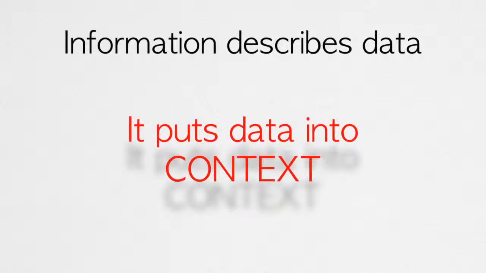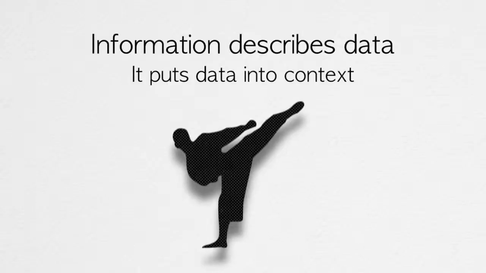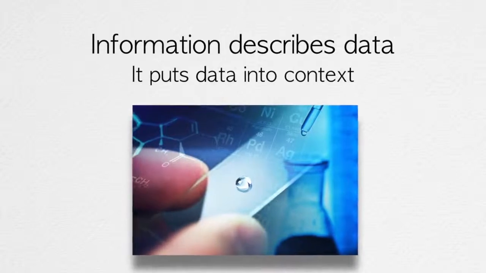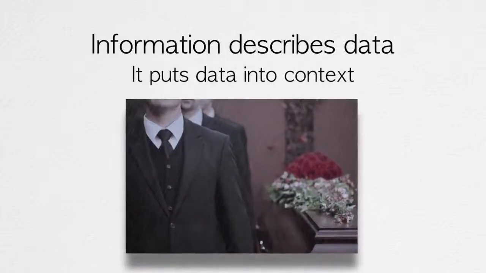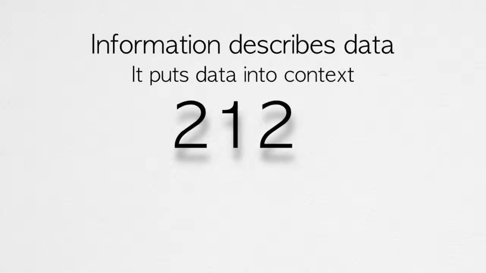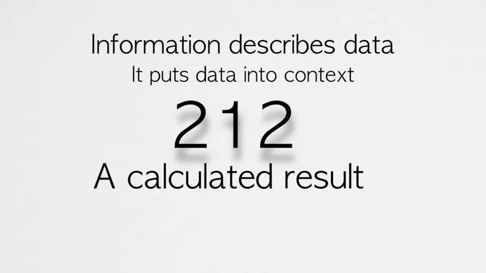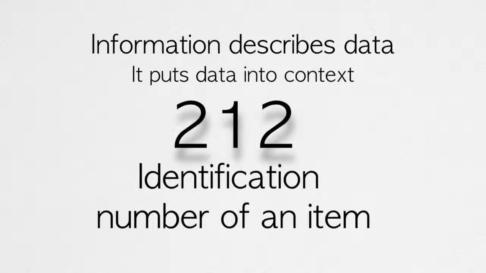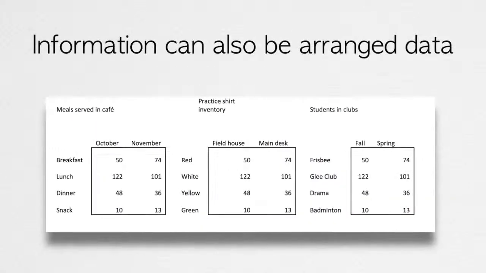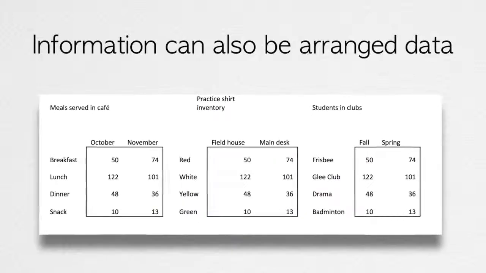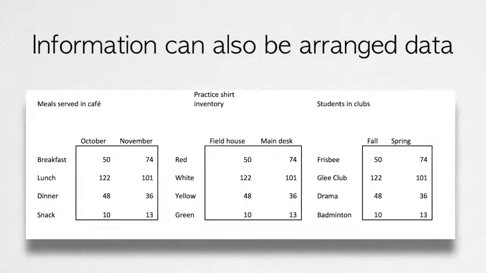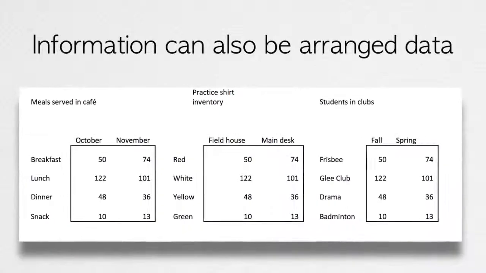For example, the word black could signify an ability level in martial arts, the color of liquid produced in a chemical experiment, a cultural sign of mourning, or a kind of tea. The number 212 could be an area code, a calculated result, the identification number of an item, or the number of jelly beans in a jar. Information can also be arranged data. Often large amounts of data are described by labels in a spreadsheet or fields in a database.